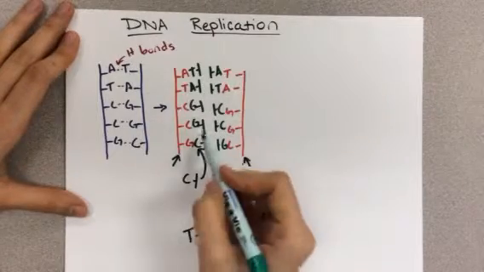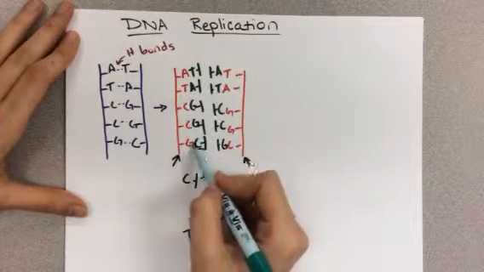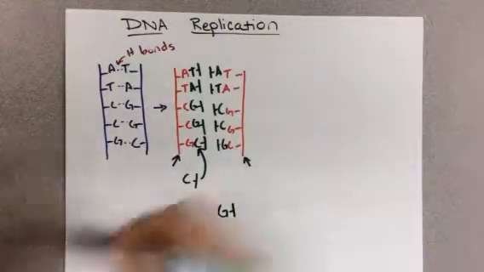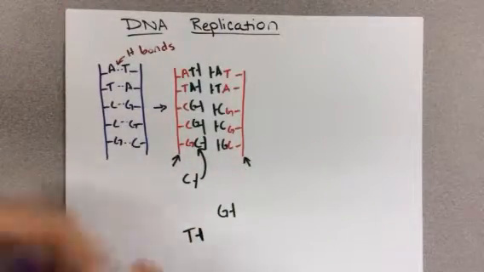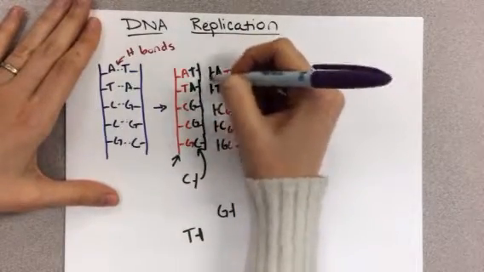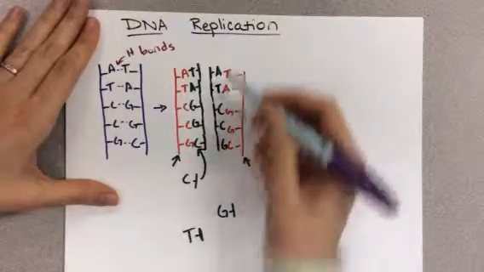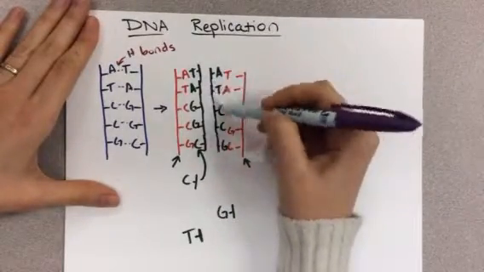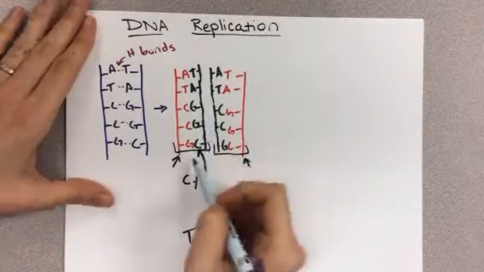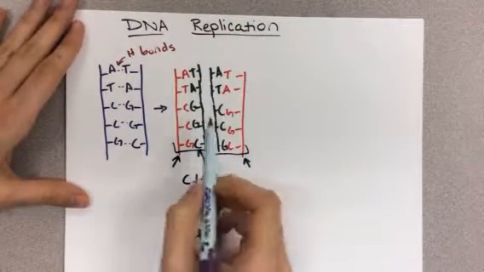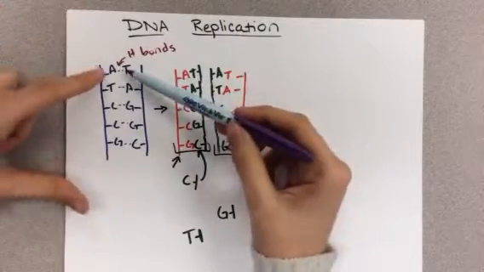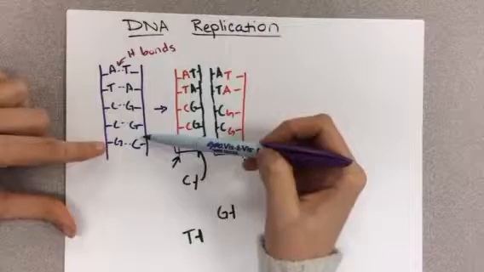Now, we still have a problem because the only thing that's connecting these two nitrogen bases are some hydrogen bonds. So we have an enzyme that actually comes along and connects those backbones so that you have a nice solid backbone all the way down. And now you end up having two molecules of DNA.